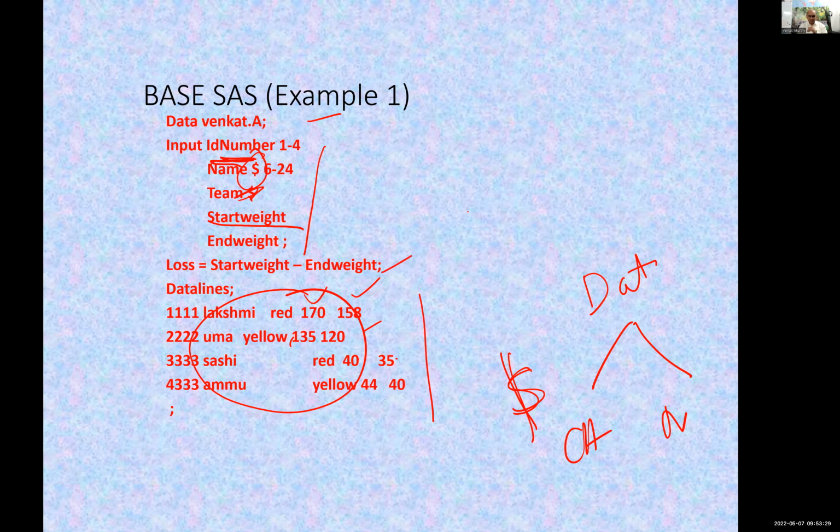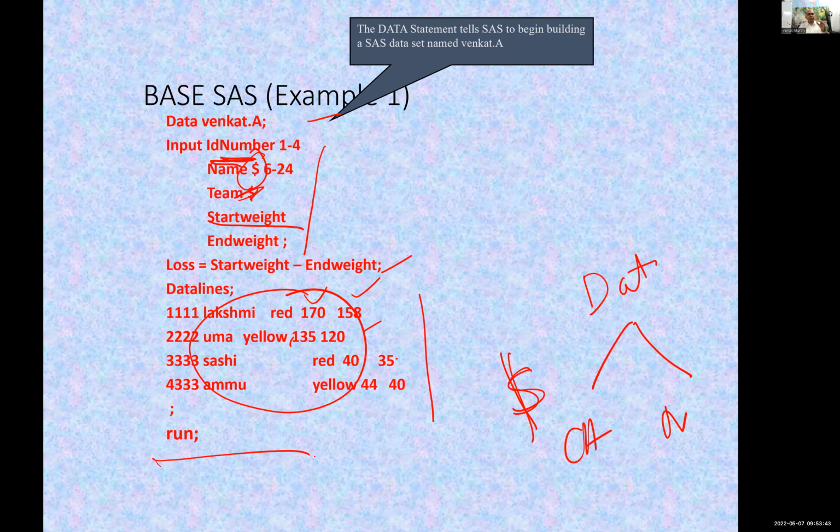loss is equal to start weight minus end weight. Then I am going to write my program with a run statement. It's a very simple SAS program. It is going to create a data set. The next one is the data statement. Building a SAS data set. It is initiating building a SAS data set.